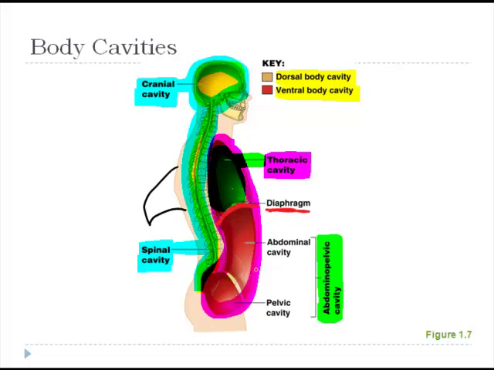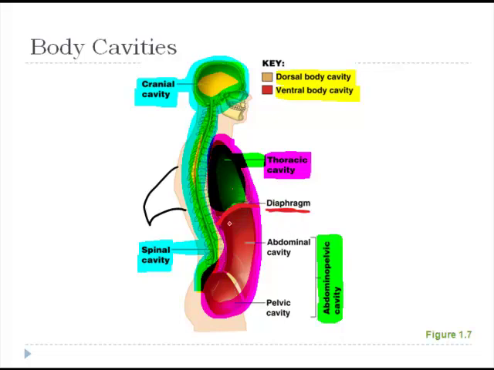In the abdominal pelvic cavity, however, there's no actual division between the abdominal cavity and pelvic cavity. That's why we call it abdominal pelvic cavity. But the pelvis itself forms a partial barrier, and so that's where the pelvic cavity would be located versus the abdominal cavity. So depending on which cavity you're talking about, there are different organs found in each of those cavities.